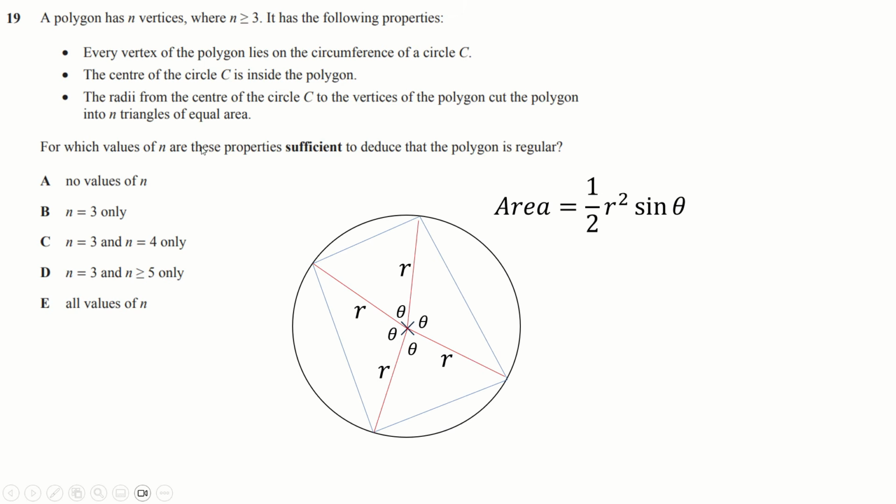Which of these values of n are sufficient to deduce the polygon is regular? Because it's asking the question slightly the wrong way around, you can do some other stuff, like half r squared sine theta equal to half r squared sine alpha does not imply theta is equal to alpha because of the repeated sine values. You could get, for example, sine 30 equaling sine 150. There are certain values you can put into sine to give you the same output.